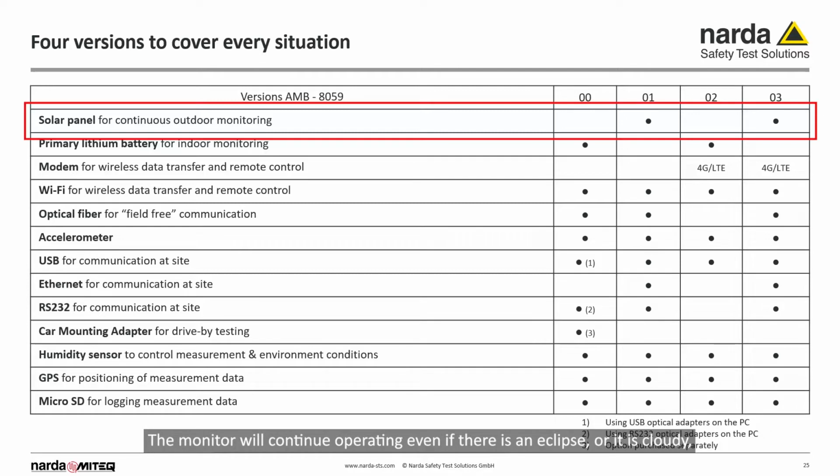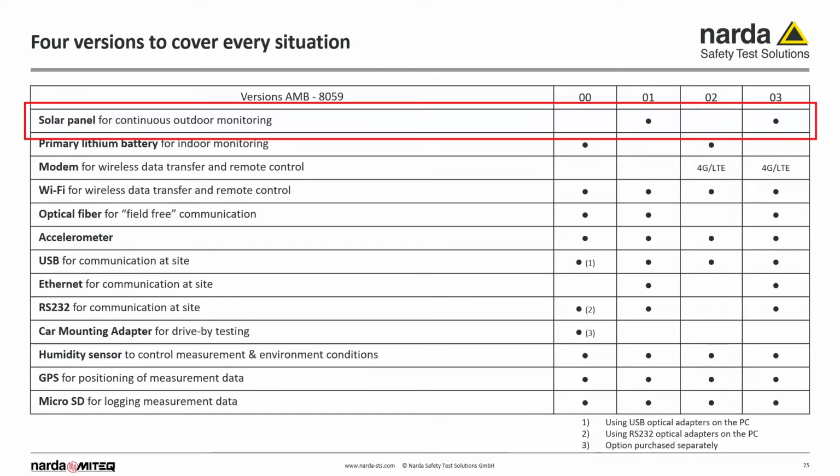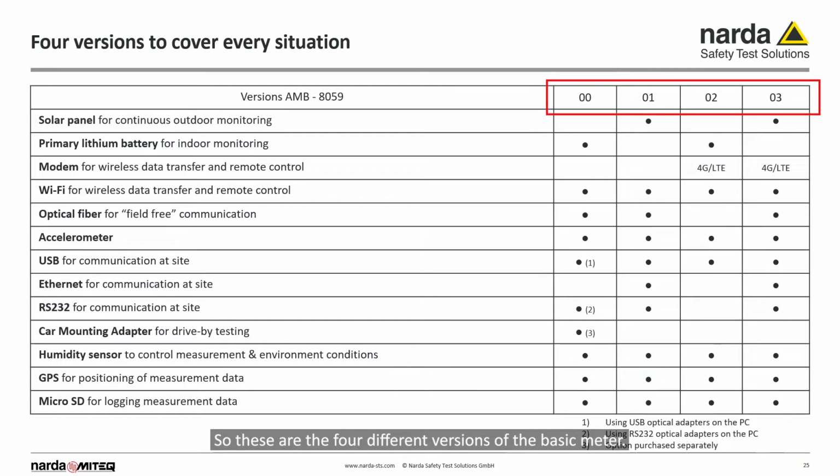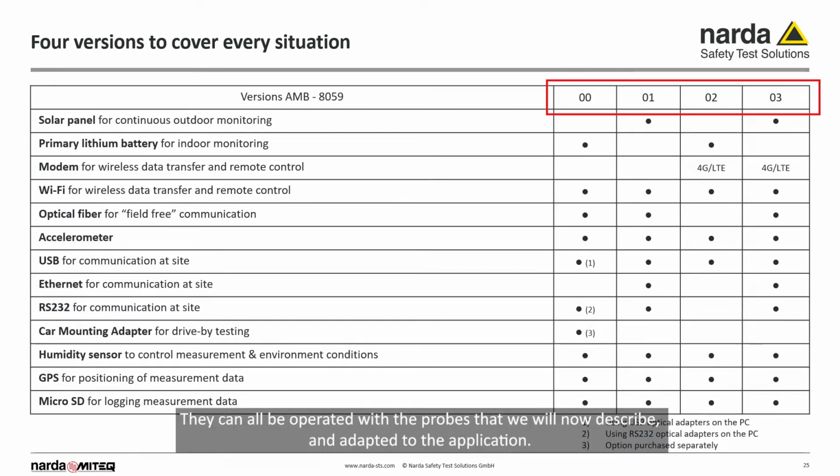The monitor will continue operation even if there is an eclipse, or it is cloudy, or even if the solar panel is dirty or covered by snow. Even in complete darkness, the battery will last for 80 days and nights of continuous operation. So these are the 4 different versions of the basic meter. They can all be operated with the probes that will be now described and adapted to the application.